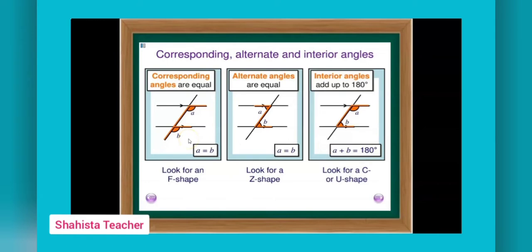That means corresponding angles are equal, alternate angles are also equal, and for interior angles we have to add both angles. Angle A and angle B is equal to 180 degrees. Here you can find the interior part inside the lines. There are two angles, so it is known as an interior angle.